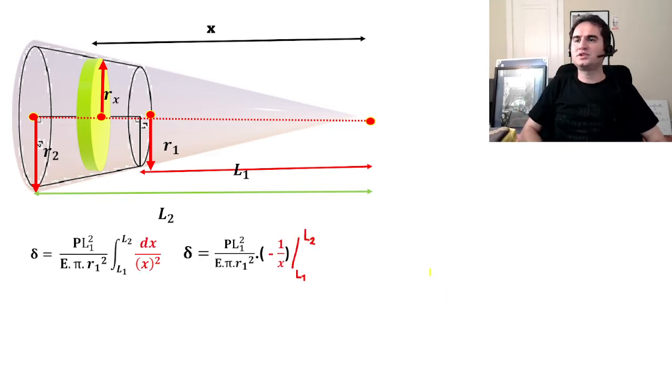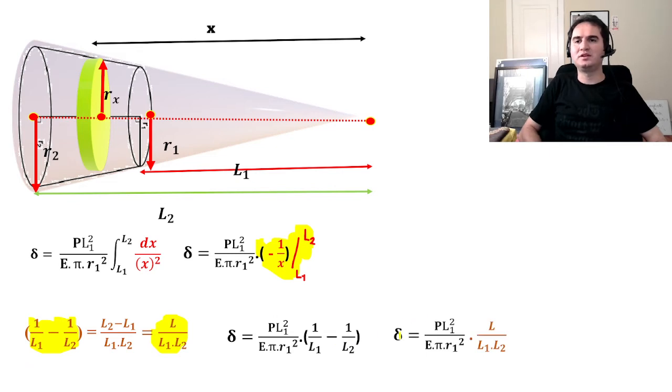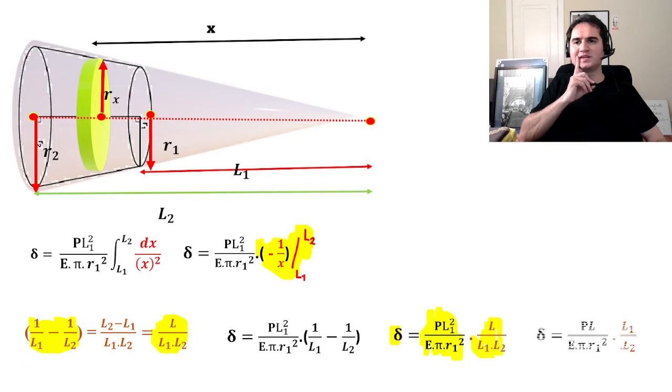If you replace the limits, it gives you 1 over L1 minus 1 over L2, which is the result of this part. If we summarize that, it gives L over L1 times L2. If you replace that in the equation for delta, delta is the constant part, in black, times L over L1 times L2. And if you take the relation, it gives you this equation for delta.